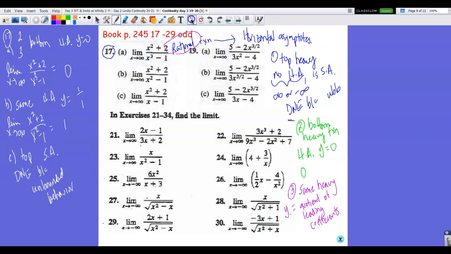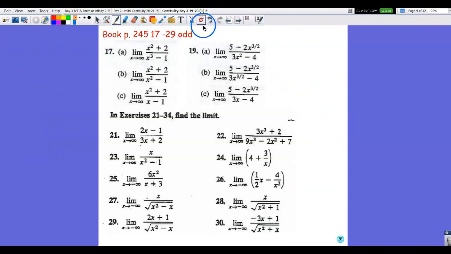So let's go to the annotations, and I'm hitting objects. That's what's happening. All right, in number 19a, we have a degree of 3/2 in the numerator, a degree of 2 in the denominator. So this is a bottom-heavy function. We are approaching infinity. Whenever we have a bottom-heavy function, the horizontal asymptote is 0, so the y value that this graph approaches is 0.